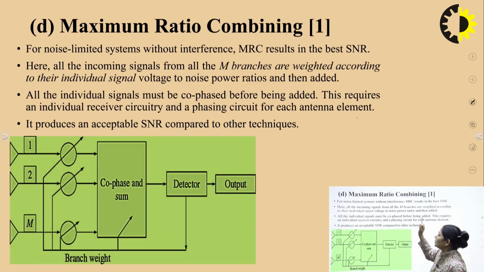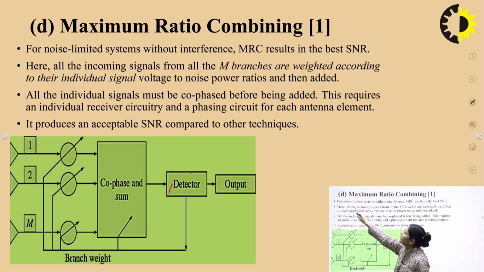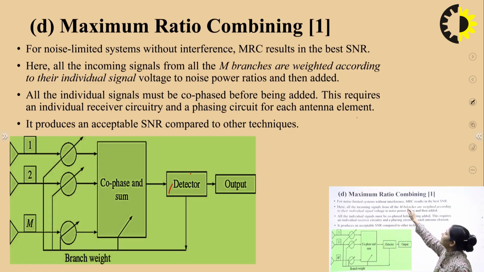Maximum ratio combining is similar to equal gain combining. Now you can see here it is different from the earlier one because here we are having a detector. Now this detector will decide the size, branch weight. More noise limited without interference, MRC results in best SNR, signal to noise ratio.